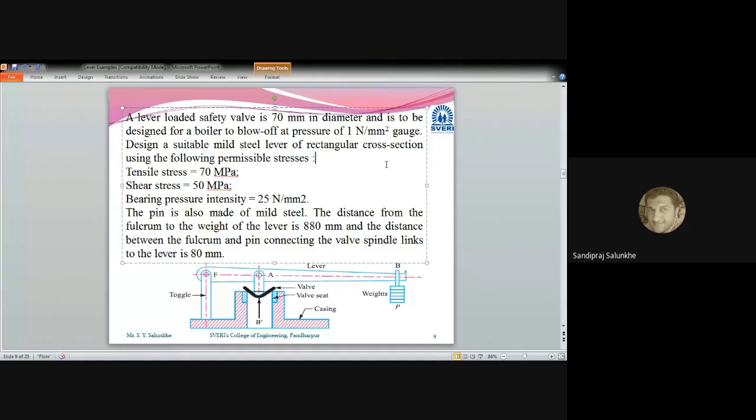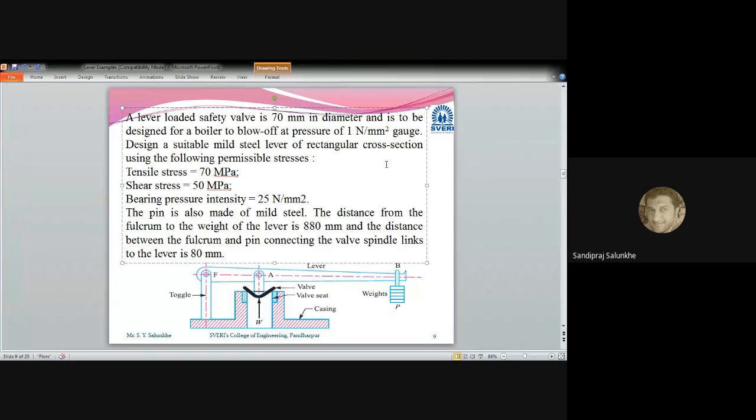That is gas pressure. Design a suitable mild steel valve lever of rectangular cross section using the following permissible stress. Now this cross section of lever is given as a rectangular cross section and permissible stresses are given as a tensile stress equal to 70 megapascal, shear stress equal to 50 megapascal, and bearing pressure intensity.